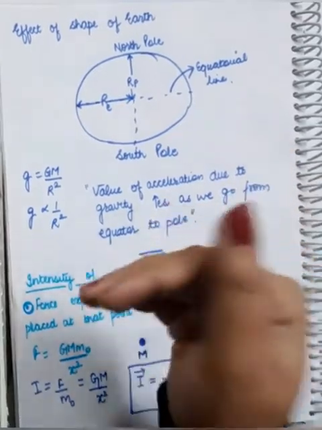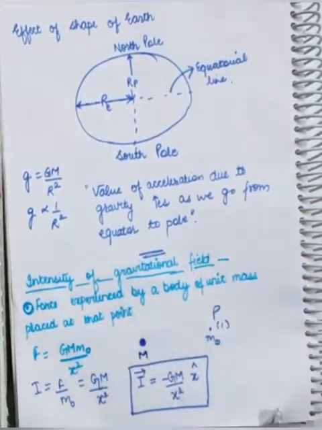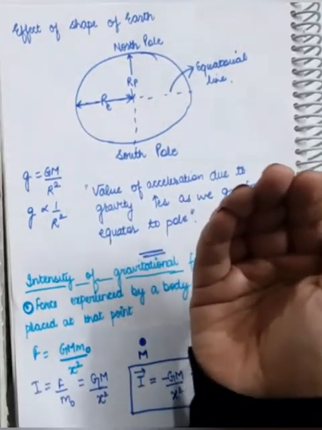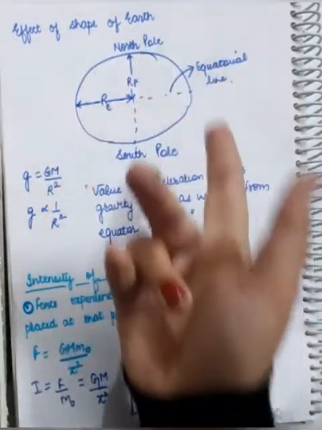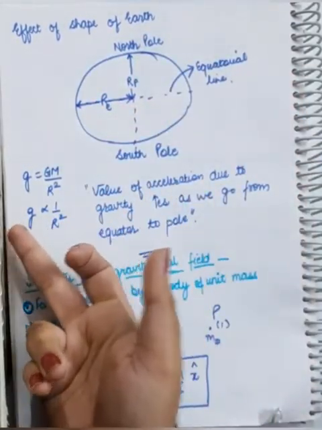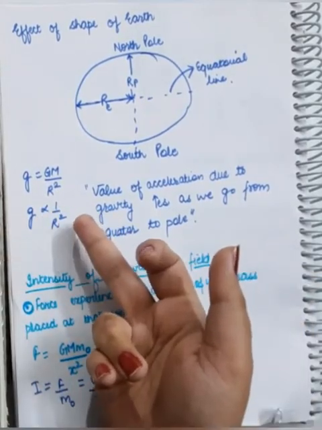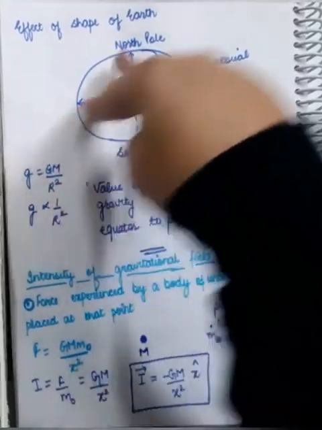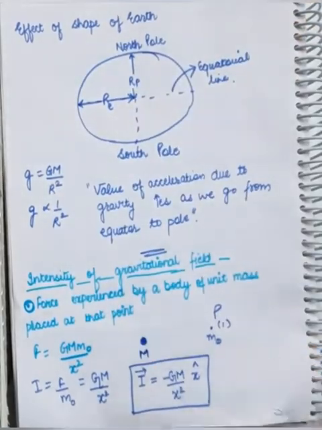So you could be asked a question: why does the earth have a value of acceleration due to gravity that differs between the equator and the poles? The reason is that it's flattened at the poles, and the acceleration due to gravity is inversely proportional to the square of the radius, and we can make out that this radius is larger than this radius. So this is the way we are going to explain it.